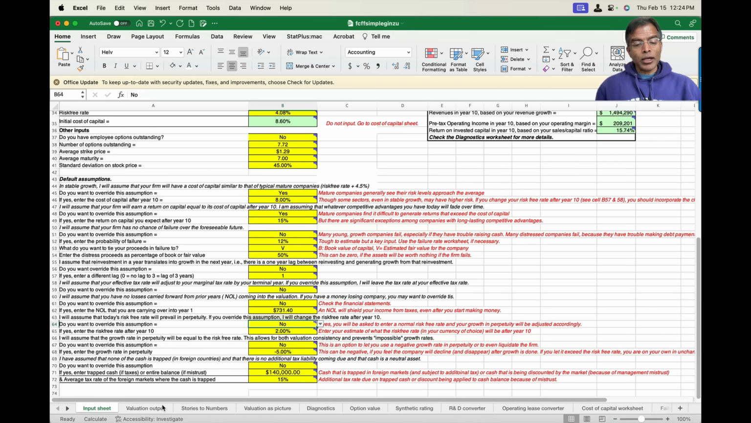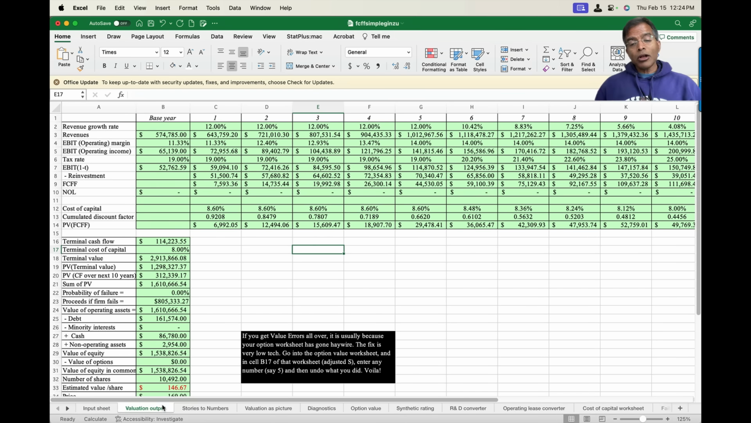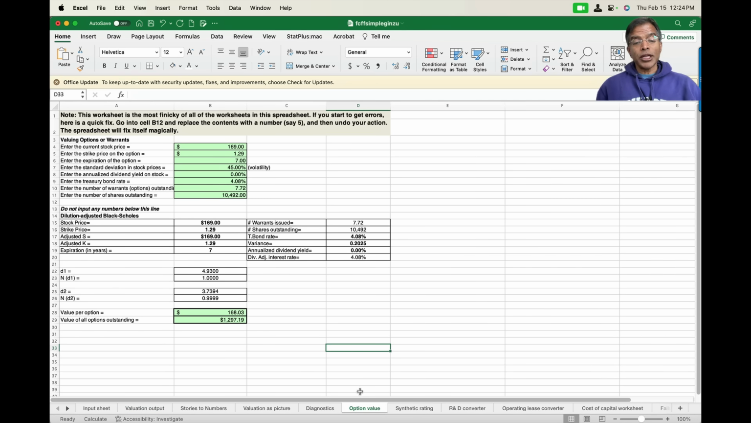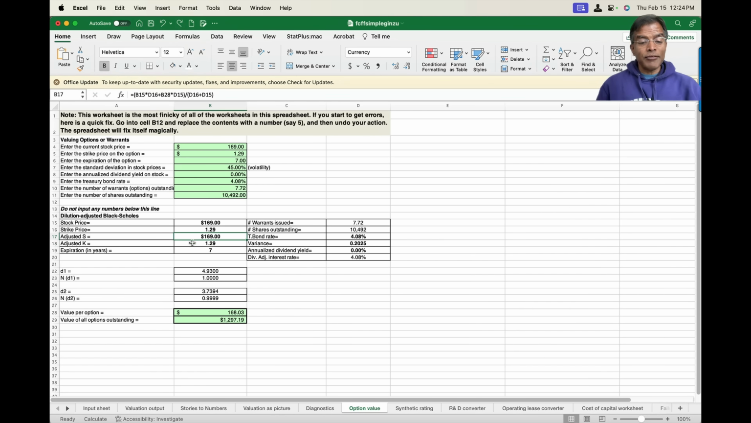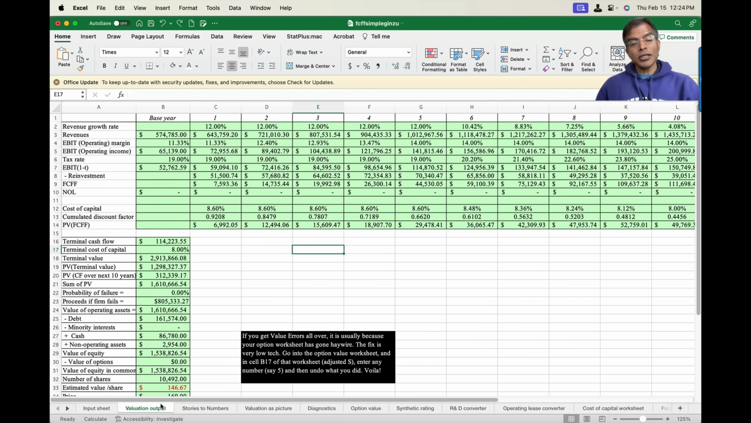Let me take you very quickly through the output page. The bulk of the numbers are on this page. You'll see a black box that says if you get value errors all over, which can sometimes happen, don't freak out. It's usually because your option value spreadsheet has gone out of whack. And it's a very easy fix. Go into the adjusted S number, enter any number, 5, and then undo. It's like magic. Every time you do that, the valuation errors seem to disappear.